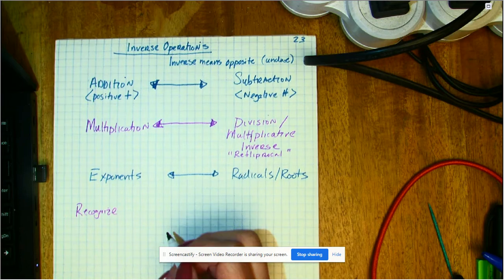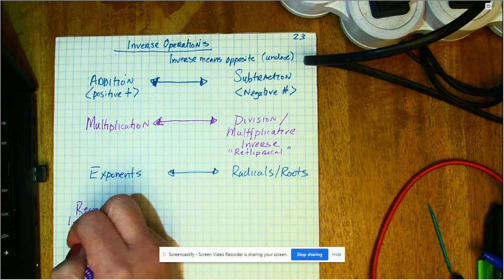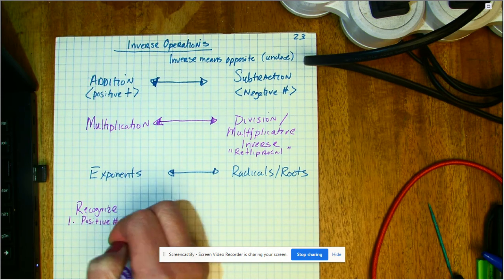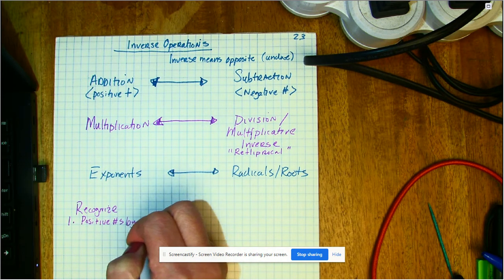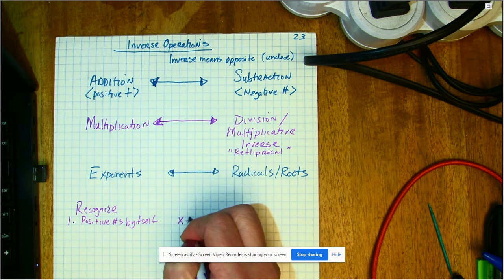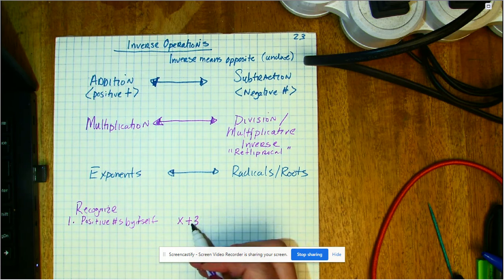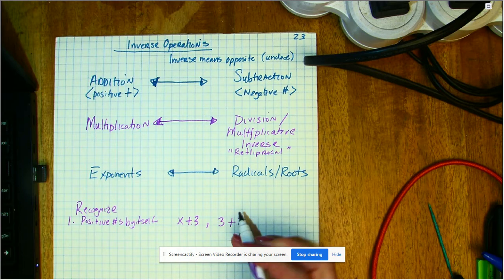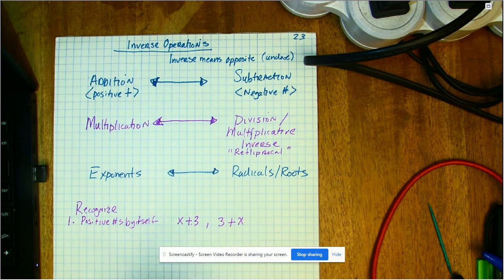Number 1, we need to recognize positive numbers. So here I have x plus 3. I can see the positive in front of the 3 because of that addition, but I need to recognize that x in itself is a positive number right now. So 3 plus x. All because you don't see a sign in front of a number. When you don't see a sign in front of a number, it's assumed to be positive.